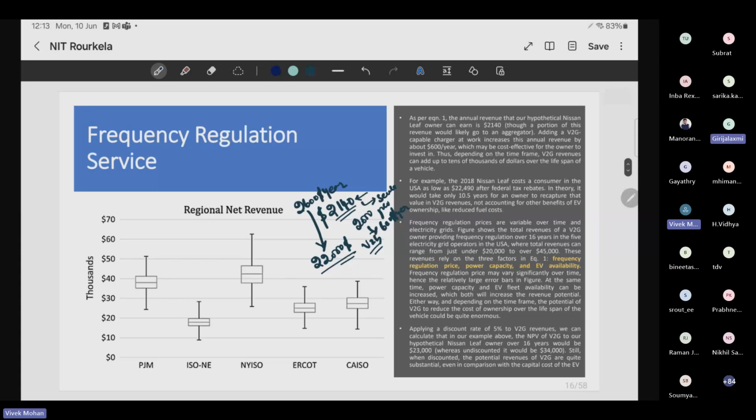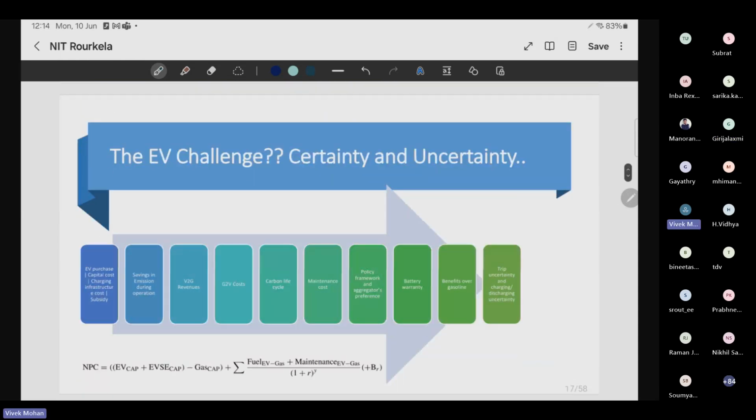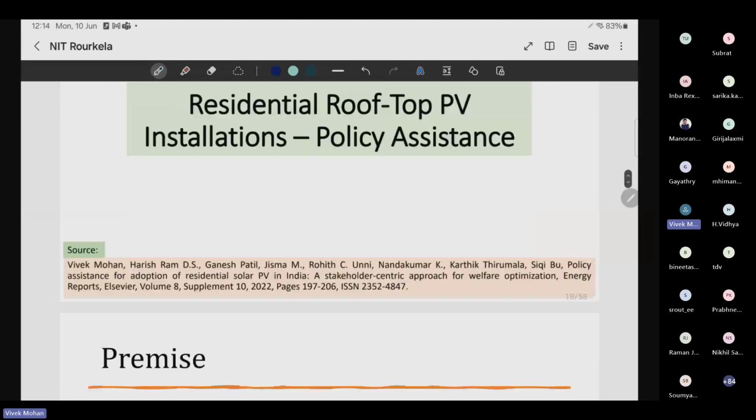Okay, now they have implemented pilot projects in the US and I think the UK also has implemented it as a pilot project. And they have achieved good results from this particular project. So that is another aspect.